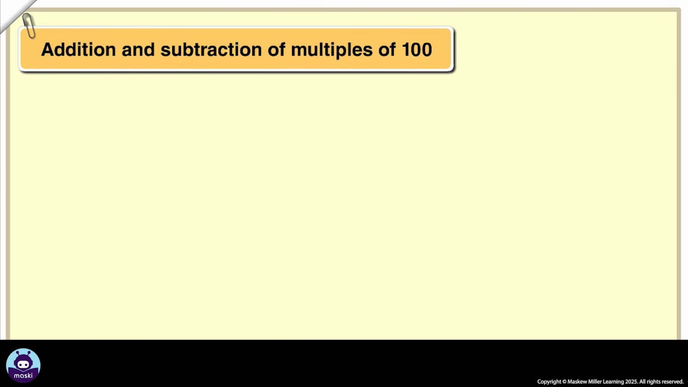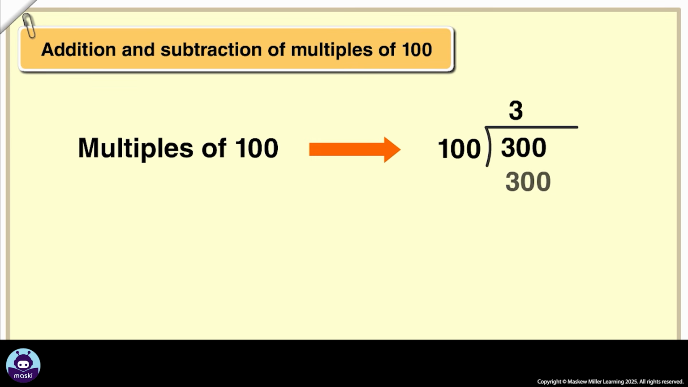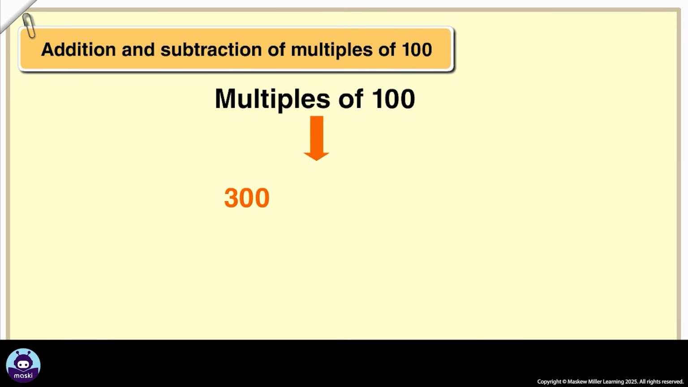Addition and subtraction of multiples of 100. Multiples of 100 are numbers that can be divided by 100 without leaving a remainder. For example, 300 is a multiple of 100. When adding multiples of 100, you first write 00. Then you add the values of the hundreds as if you were adding units. Write the answer on the left of the 00.